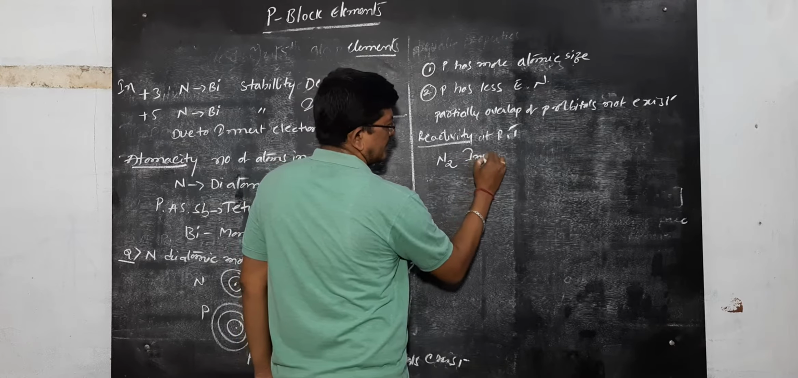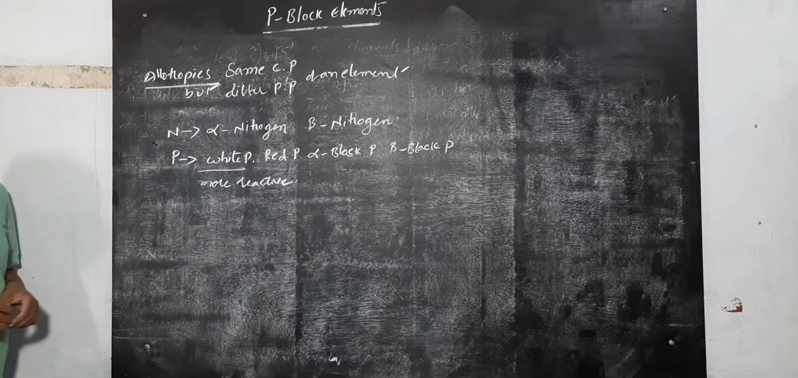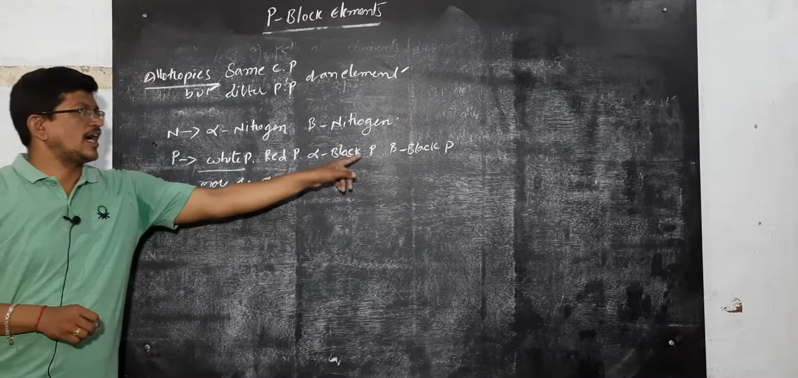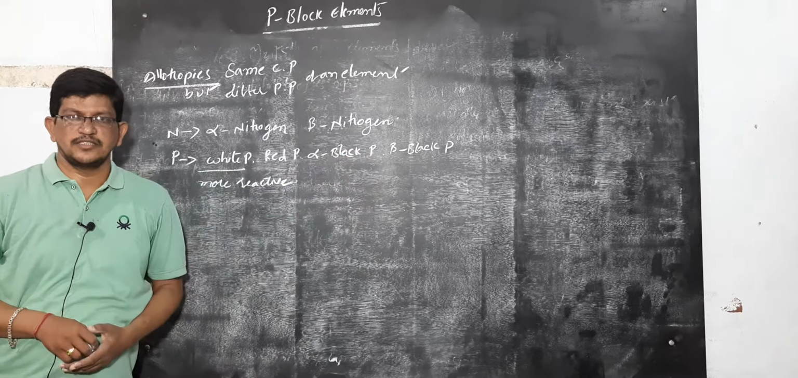So here, come to the phosphorus. It shows white phosphorus and red phosphorus. Among these four phosphorus forms, white phosphorus is more reactive compared to all the other phosphorus forms. Why is white phosphorus more reactive? We know that phosphorus is a tetraatomic molecule.